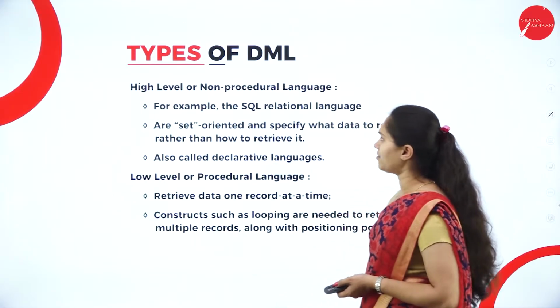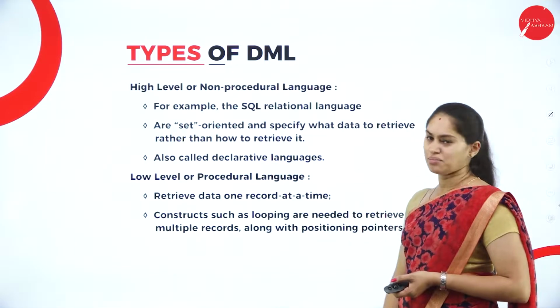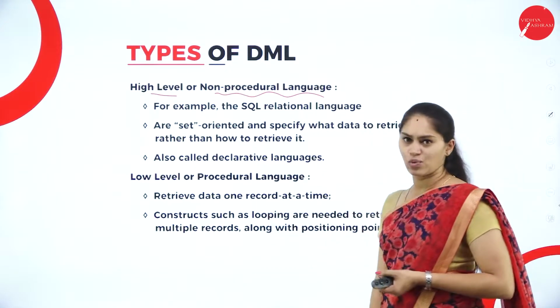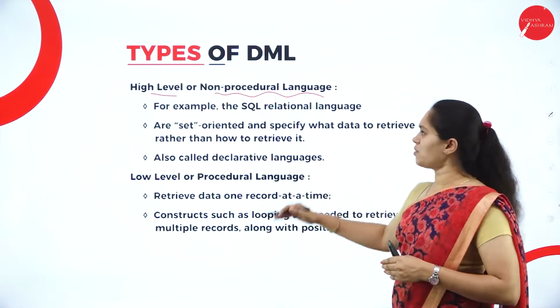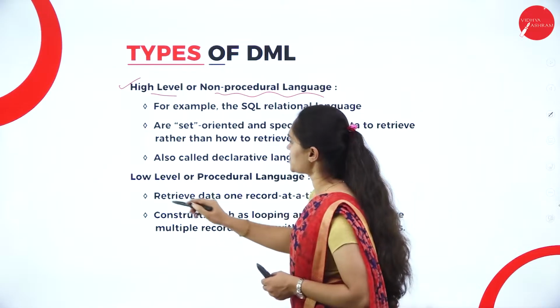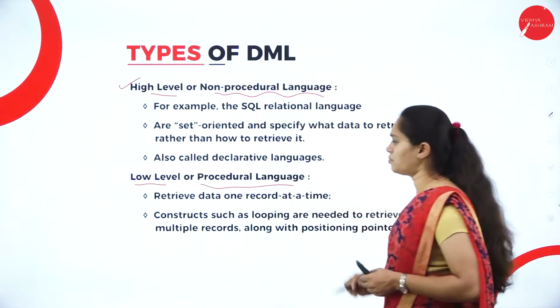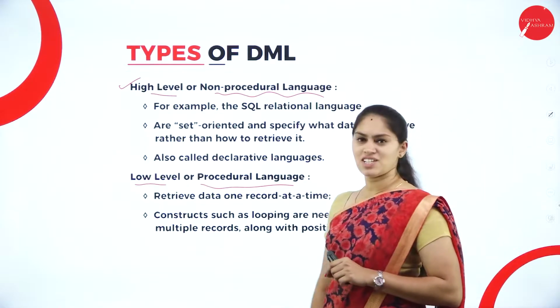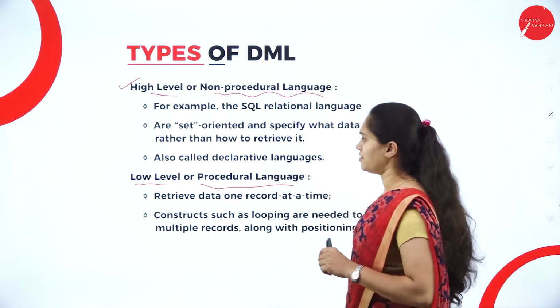So next what we have here is types of DML. We have two types of DML here. One is high level or non-procedural language and another one is low level or procedural language. So what this high level or non-procedural language comprises, we'll see now.